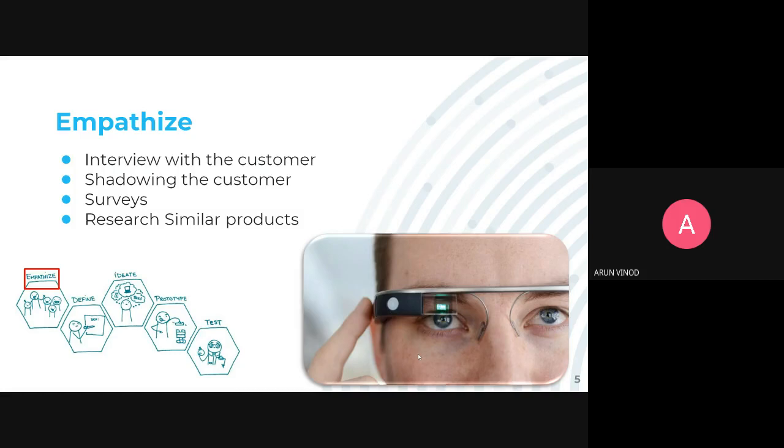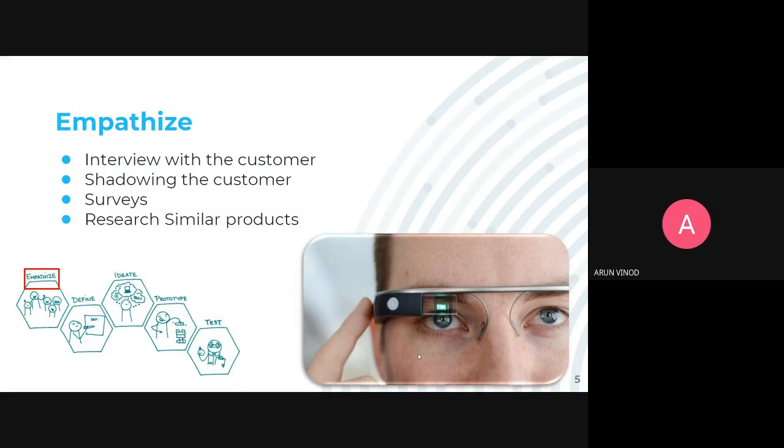All the other features, like Google Maps, for example: if the user doesn't know about the particular area, using Google Glass you can connect to Google Maps and move directly to the destination. So there are some excellent features. The product is excellent, but the problem is security.